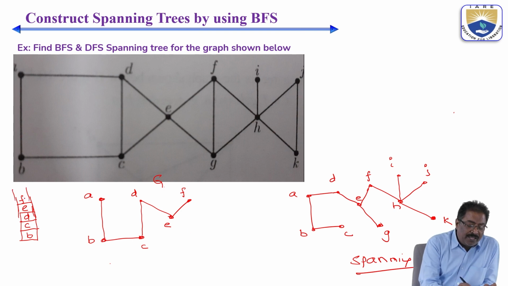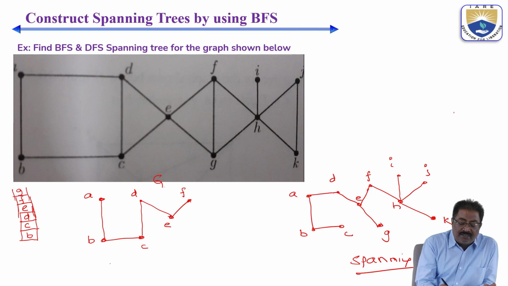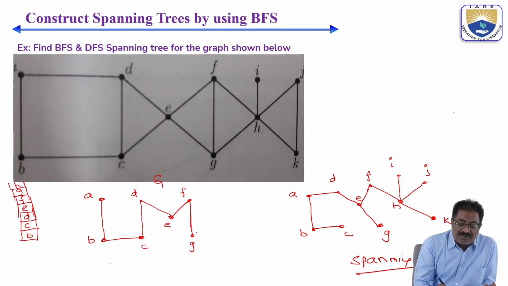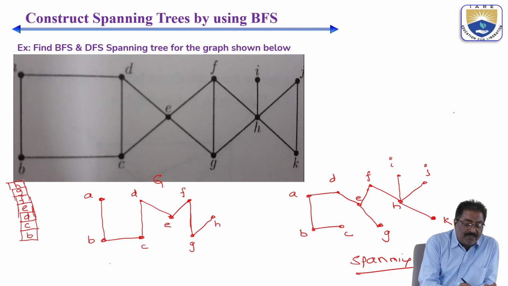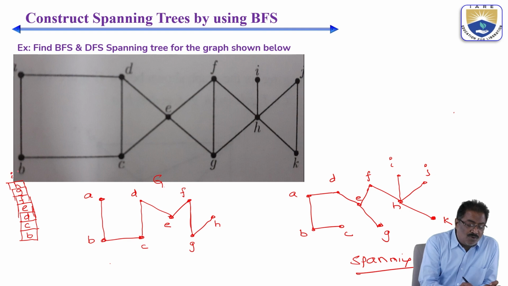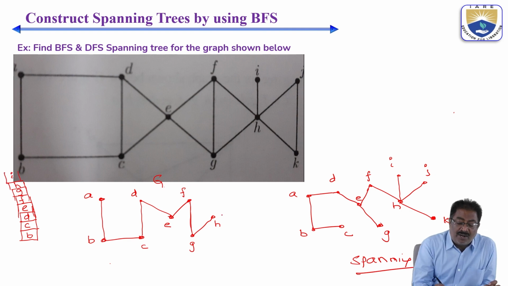So I move to G, and I consider that edge to G. Then from G, the adjacent vertex is H, so I will consider that H also. Among these, I, J, K are the next adjacent vertices, and we can select any one of them. For alphabetical order's sake, I go for I.